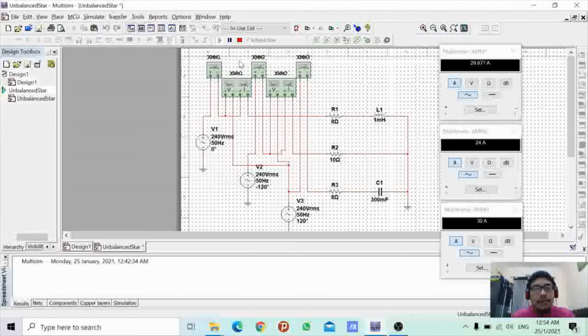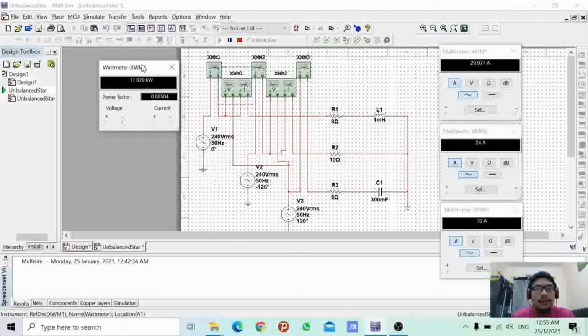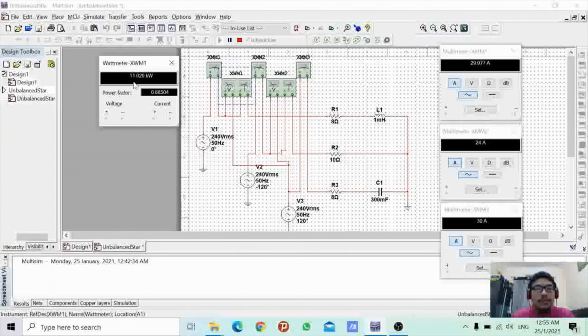And then for the total power, I use the two-wattmeter method to measure the total power. For the first wattmeter, the voltage is connected to line R and line B here. And for the current, it is connected to line R, and the value shown is 7.029 kilowatt.